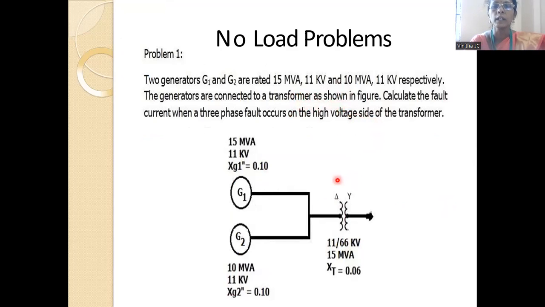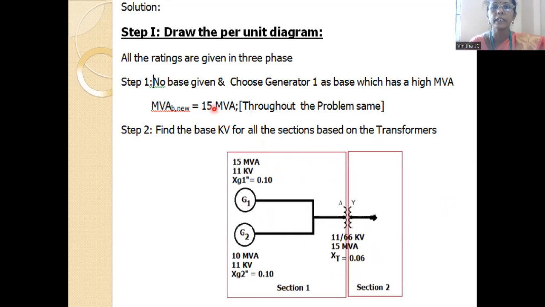So we have to take the highest MVA rating in this circuit. If you see, 15 MVA is the highest of all the components. For the second generator, it is 10 MVA. For the transformer, it is 15 MVA. So normally we will choose the generator rating as the base value. So this 15 MVA will be the same for the entire problem.